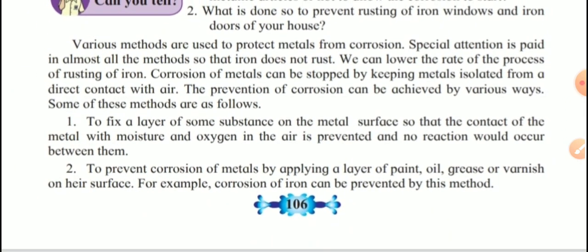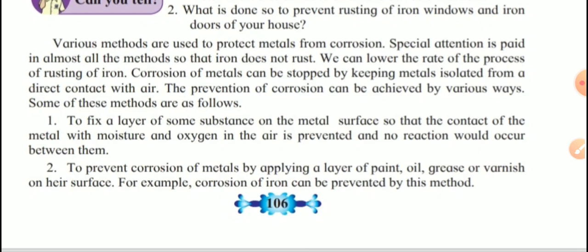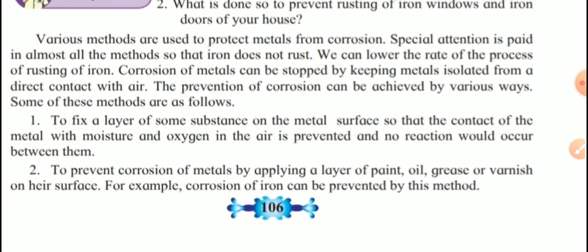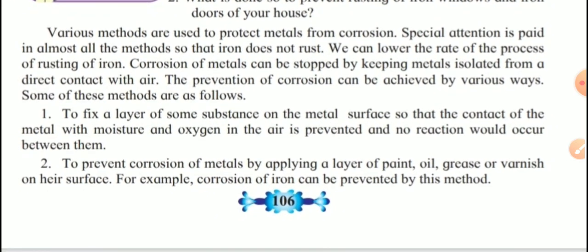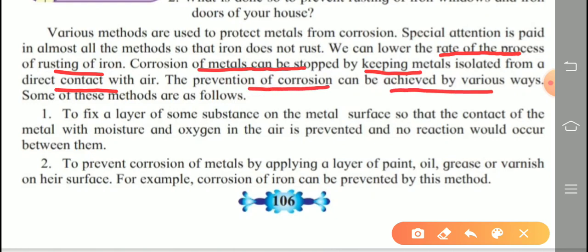Last two paragraphs. Various methods are used to protect metals from corrosion. Special attention is paid in almost all methods so that iron does not rust. When we lower the rate of the process of rusting of iron, corrosion of metal can be stopped by keeping the metals isolated, means keep them separately from direct contact with air. The prevention of corrosion can be achieved by various ways. Some of these methods are given here.